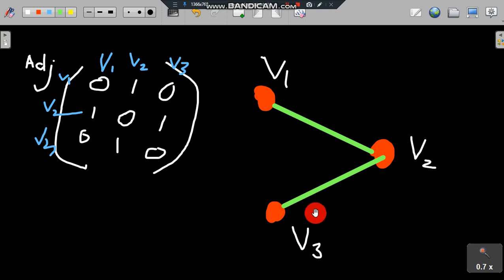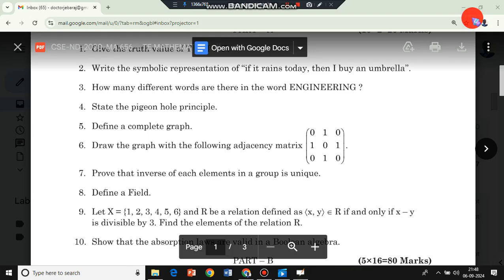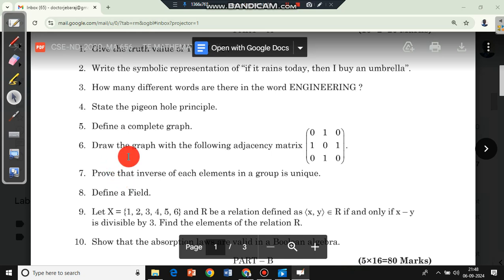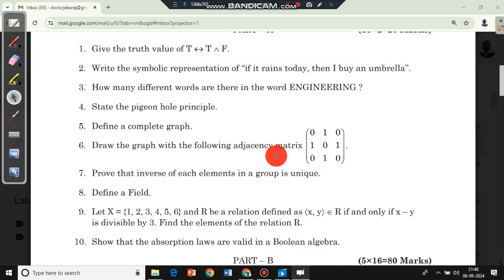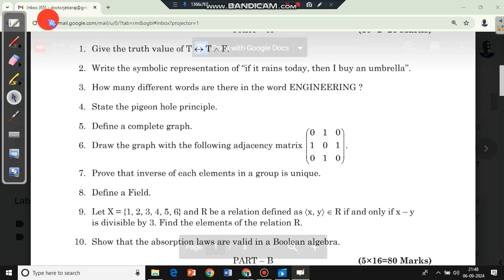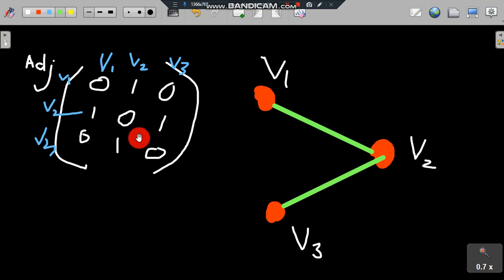So this is how we can answer the question: draw the graph with the following adjacency matrix. Okay, so what we have done, we have taken the 3 vertices V1, V2, V3, and then according to this idea we have drawn the picture, and this is the corresponding picture for this adjacency matrix. Thank you.